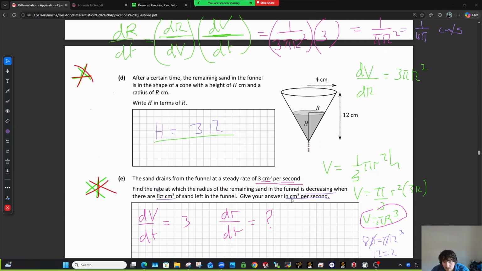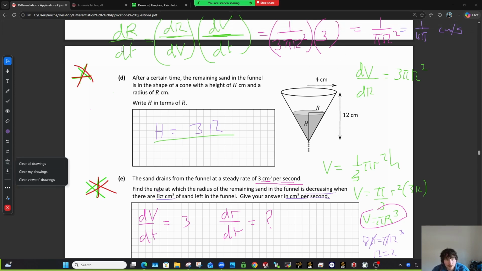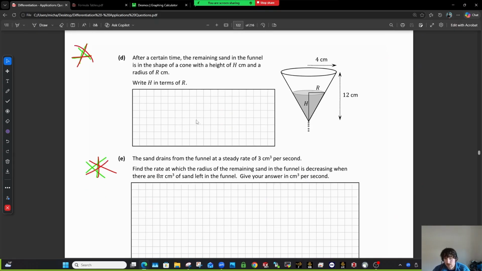They say to give your answer in centimeters cubed per second, but they've asked us to find the rate at which the radius of the remaining sand is decreasing. So the radius decreasing is in units of centimeters per second, and they're on about centimeters cubed per second. There looks to be a bit of an error in what they've asked and what units they think the answer should be in. Anyway, the answer for dr/dt, which is what they say they want, is 1 over 4 pi, and that works out as 0.08 centimeters per second. Great, we'll keep moving.